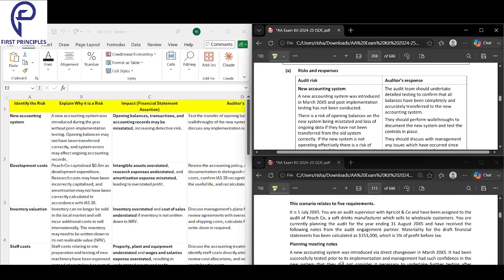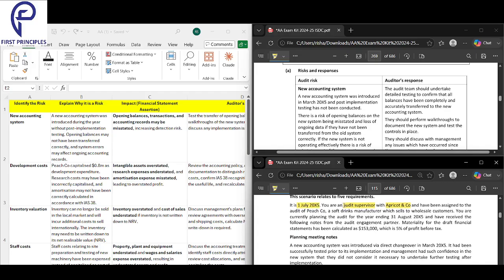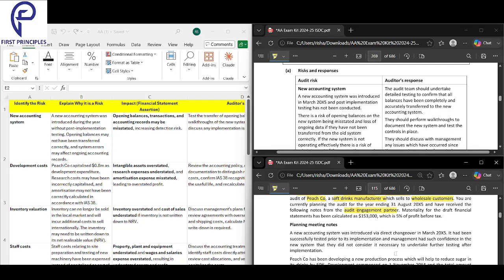So in July, you are an audit supervisor of Apricot Co. This is the audit firm in which you are working, and you are an audit supervisor. On 1st July 2005, it is the date today. You have been assigned the audit of Peach Co, so Peach Co is your client. What does Peach Co do? It's a soft drink manufacturer and it sells to wholesale customers. You're currently planning the audit, and you have received the following notes from your engagement partner, which is the highest position in an audit team.